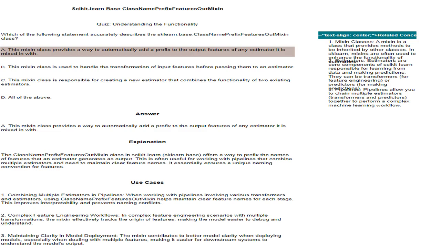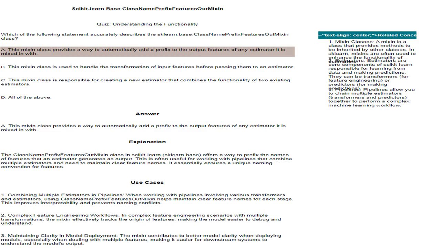Mixin classes are special classes that provide methods for other classes to inherit. They act as a way to extend the functionality of existing classes without needing to create entirely new classes. In scikit-learn, mixins are frequently used to enhance the capabilities of estimators. For instance, the ClassNamePrefixFeaturesOutMixin is a mixin that augments estimators by enabling them to add prefixes to their output features.